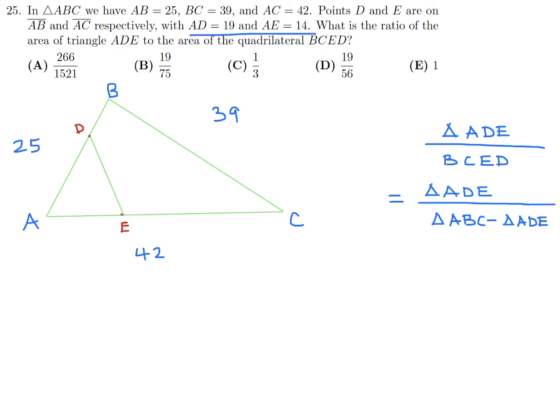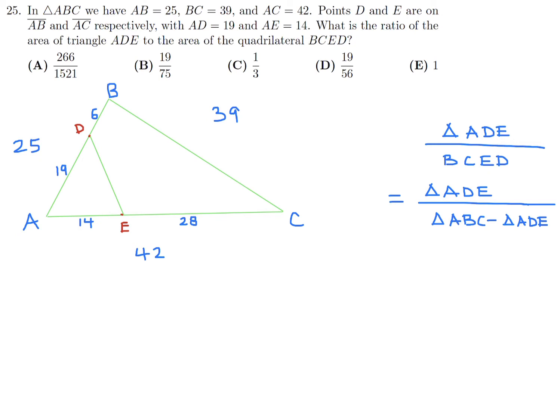Well, they gave you some clues here. AD, that's going to help us tremendously, I think. AD is equal to 19, and AE is equal to 14. So I can fill in the other side, since it's 25 here, the whole side. This is going to be 6 from D to B, and E to C is going to be 28. Okay. All right, here we go.